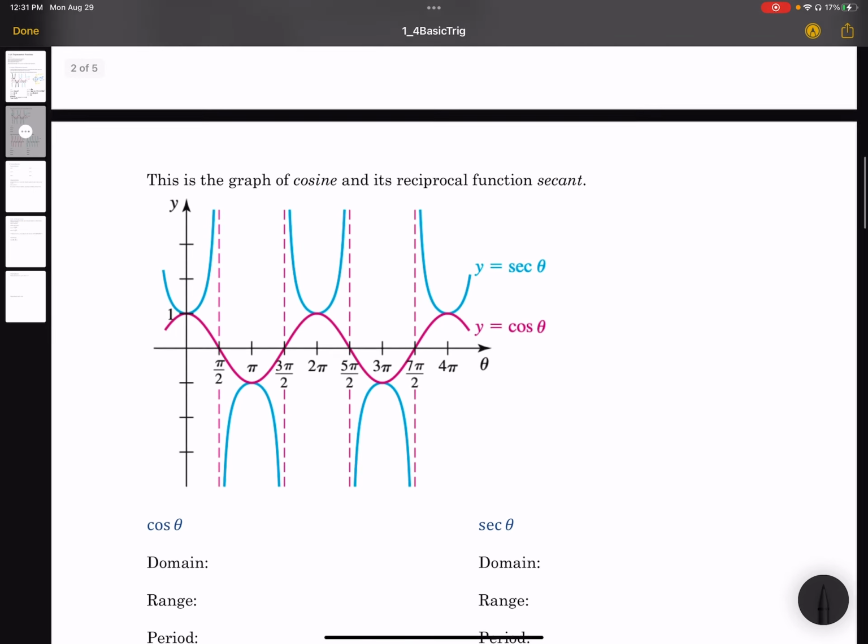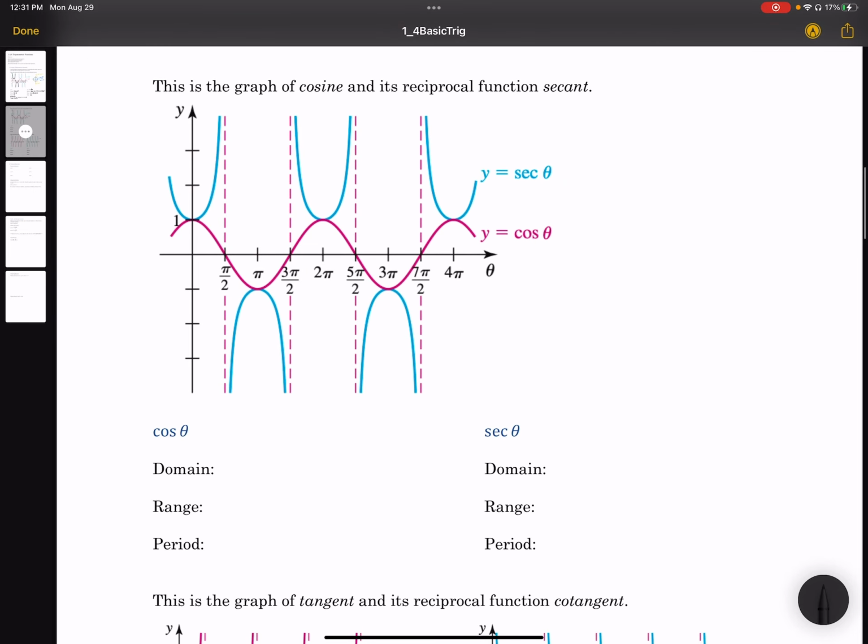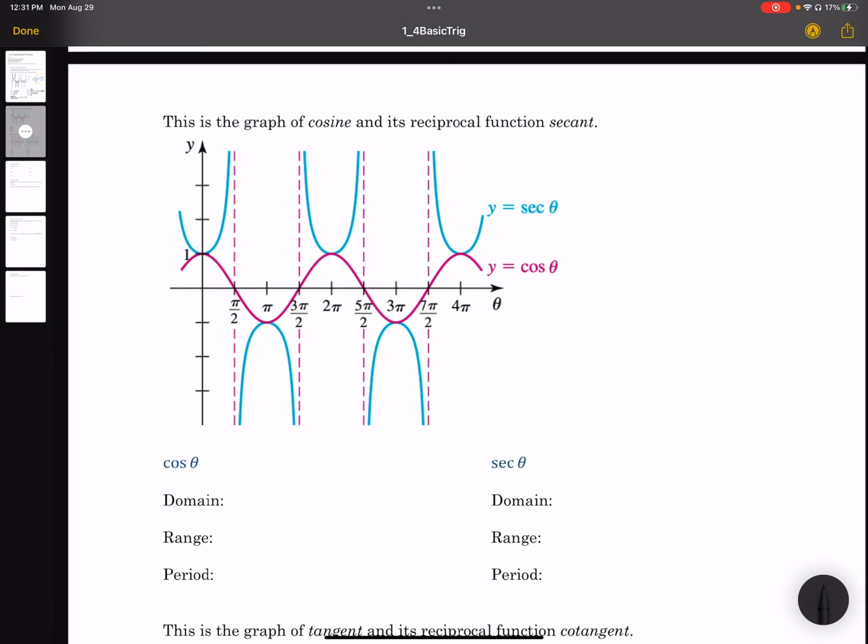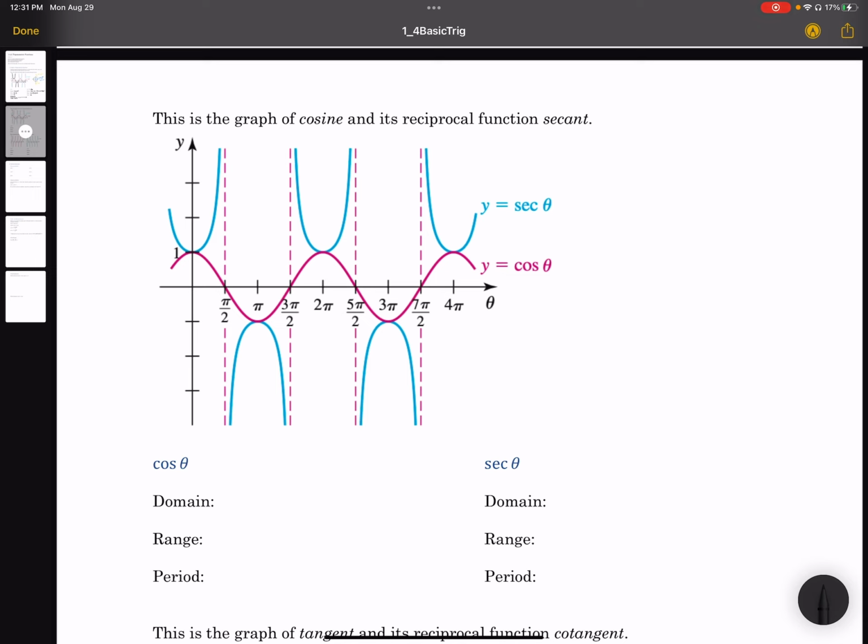If we move to the graphs of cosine and its reciprocal secant, cosine and secant behave exactly like sine and cosecant, except they are shifted backwards 90 degrees. So if we look at the domain for the cosine function, which is in pink or magenta, we'll notice that the graph repeats every 2 pi radians. So we'll start high, go low, go all the way back up to 1, and start over.